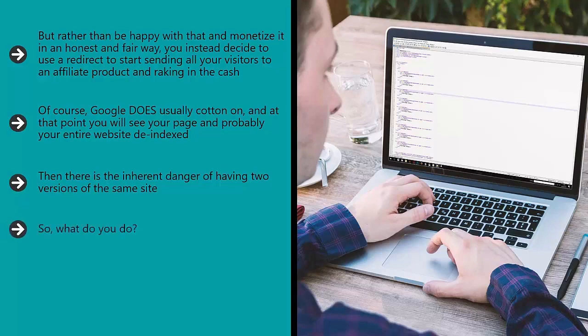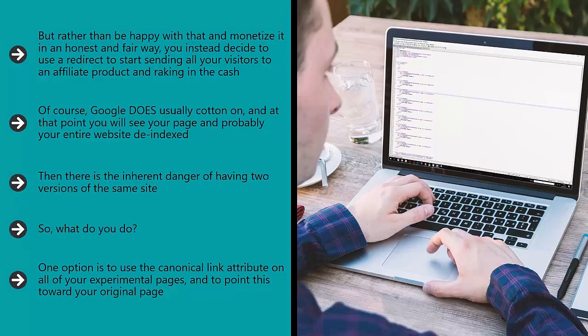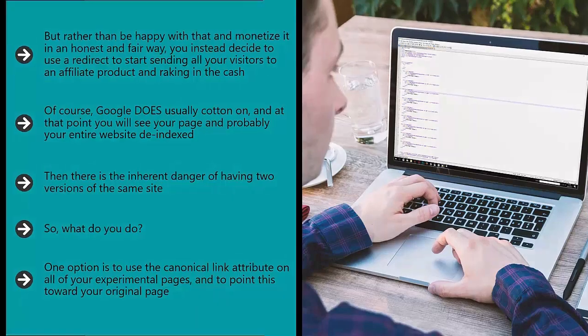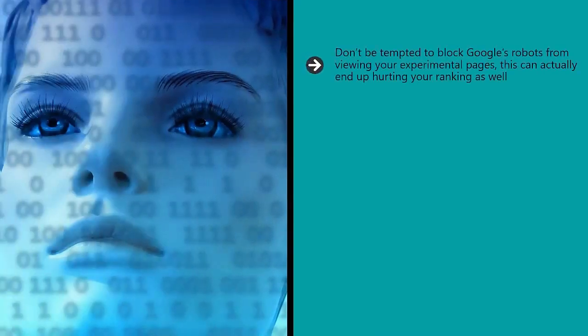So what do you do? One option is to use the canonical link attribute on all of your experimental pages and to point this toward your original page. This tells Google's robots which page is the original, and that ensures that it will understand what's going on and see that you're not trying anything fishy. Don't be tempted to block Google's robots from viewing your experimental pages. This can actually end up hurting your ranking as well.